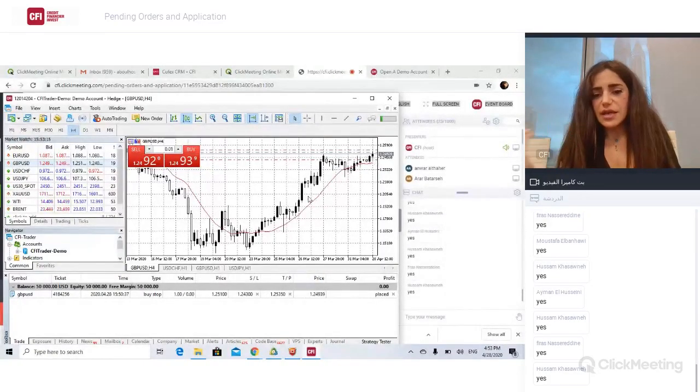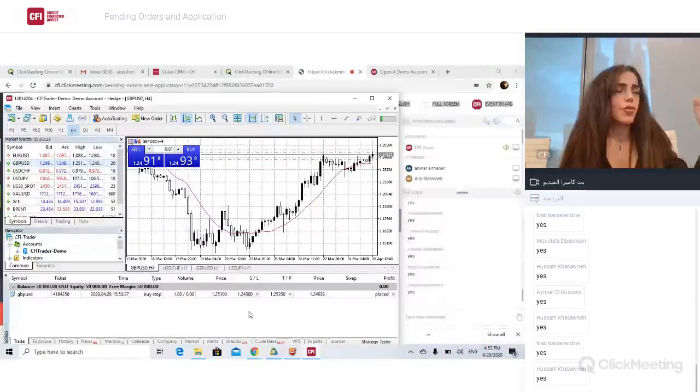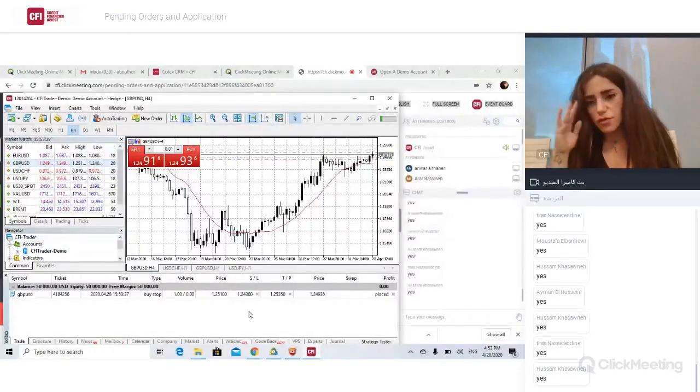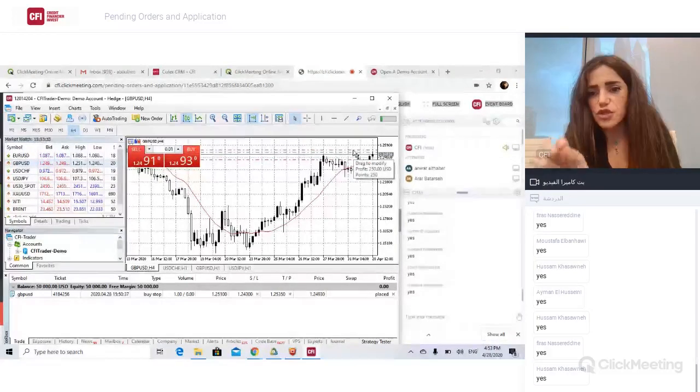Basically, my point in one lot is $10. So 25 times 10 is $250. But if for some reason I took 0.2 or 0.3 or something that I don't feel like calculating, I just put my mouse on the take profit and I can see my profit, which is $250 if the price opened and then closed at my take profit, which is 1.2530.